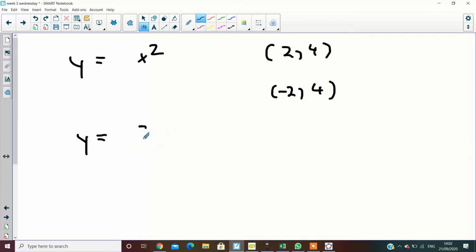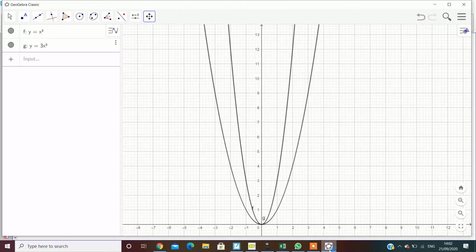What's the output for 3x squared then? 2, 12. And the other one would be? Anybody else? Minus 2, 12. What does that mean? It rises 3 times faster. Does that make sense? That is why it's narrower than your previous one.